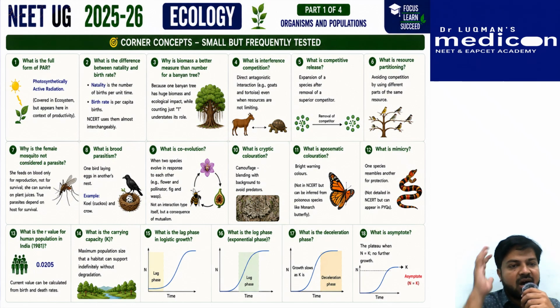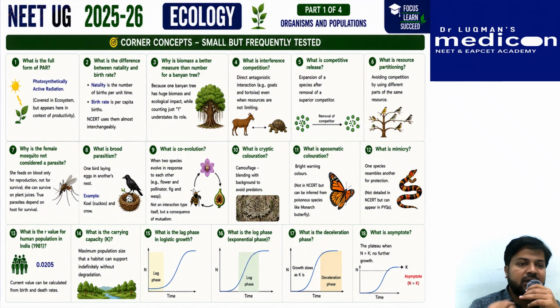Corner concepts. There are a few questions which we usually miss. There are one or two lines in NCERT that we are going to miss, so we are going to study them here. Like what is PAR, photosynthetically active radiation? It is covered in ecosystem but appears here in the context of productivity. It is the type of radiation that makes active photosynthesis happen in that ecosystem.